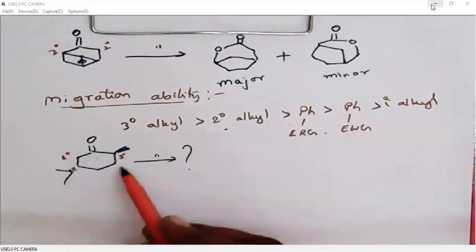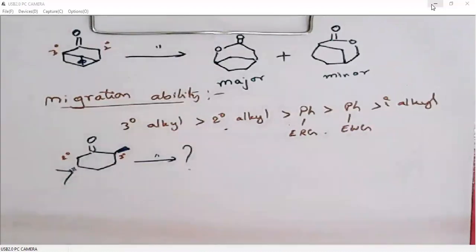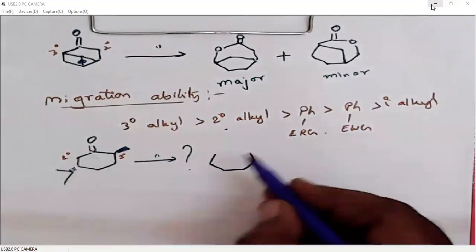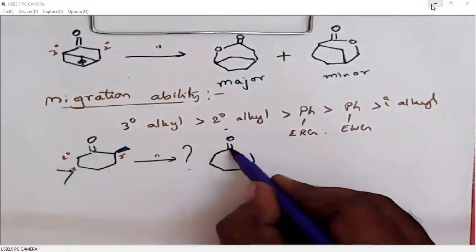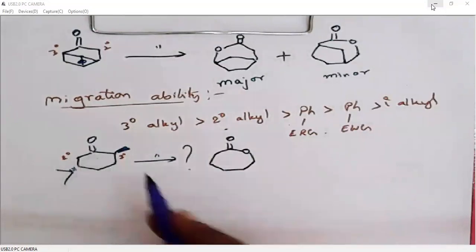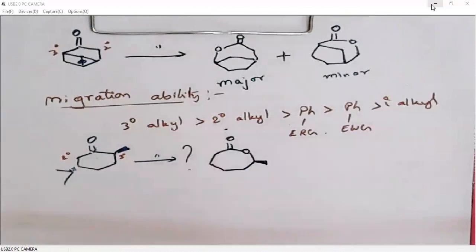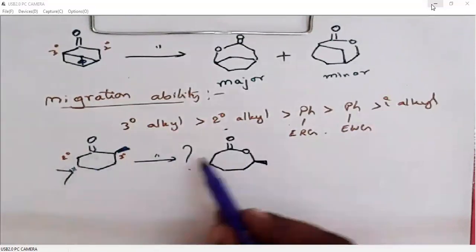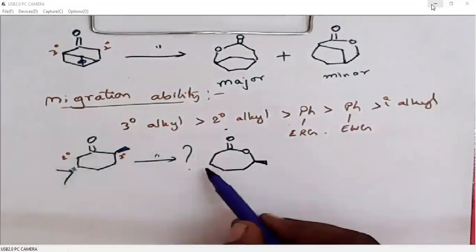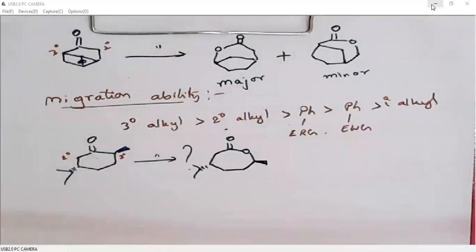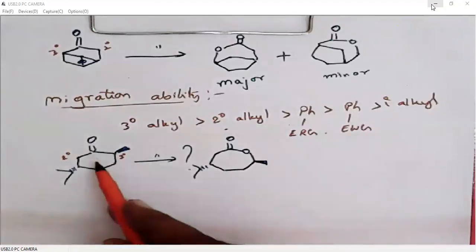Okay, so this is a 6-membered ring. When writing the product, we need to write a 7-membered ring and insert oxygen next to this carbonyl, and the next carbon has this methyl group, right? So this is how we can expect. On the other side, on this carbon there is nothing, and on the second carbon we have this isopropyl group, right? So this is how we can predict the products in Baeyer-Villiger oxidation. What we need to do is just insert the oxygen, that's it, right?